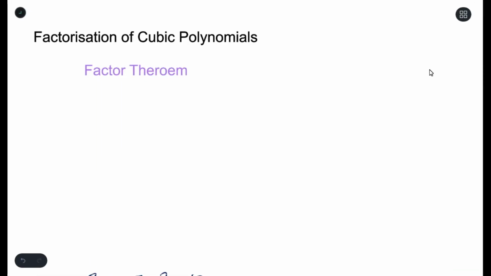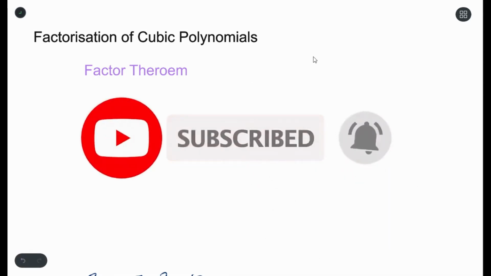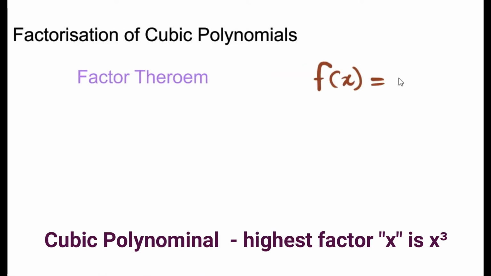Factorization of cubic polynomial. Now, this video will be talking about how to factorize cubic polynomial. So let us dissect this. The first thing that you need to understand is the concept of cubic polynomial. Now, a cubic polynomial is a function where the highest power of x is 3.